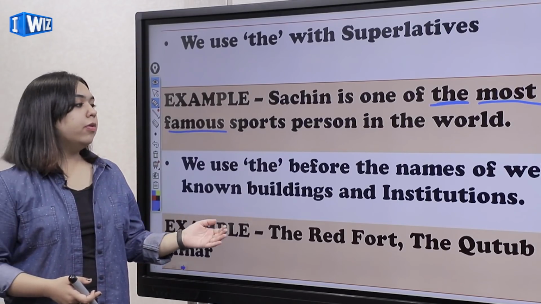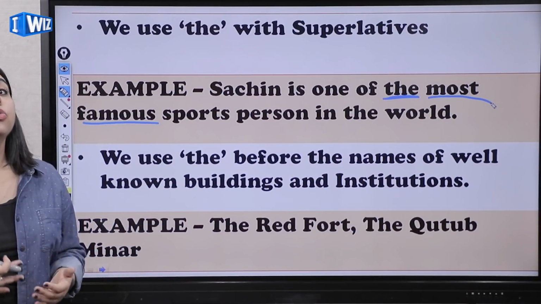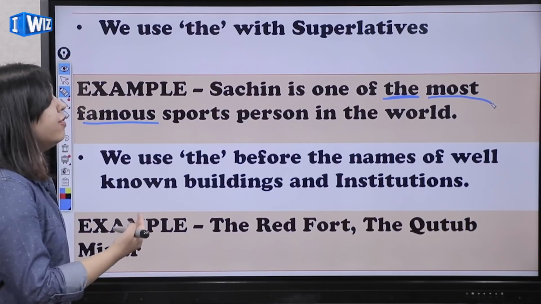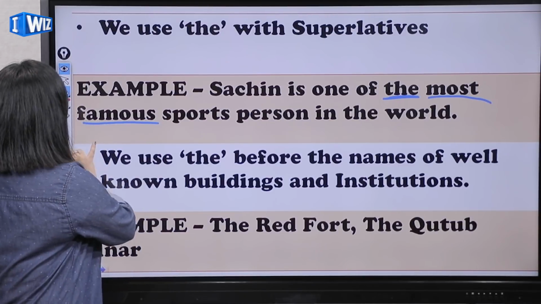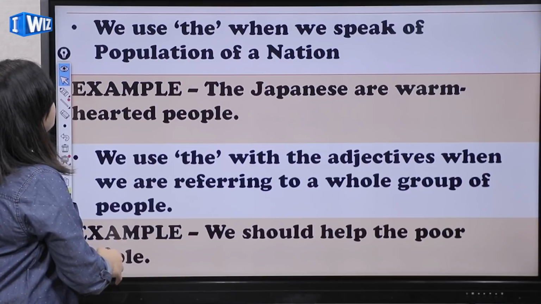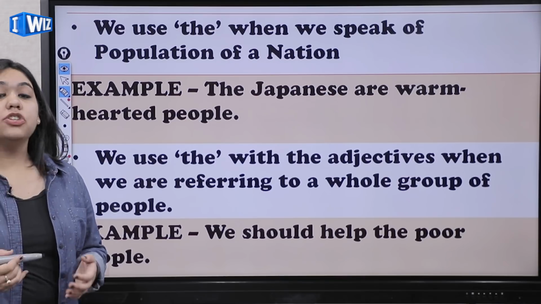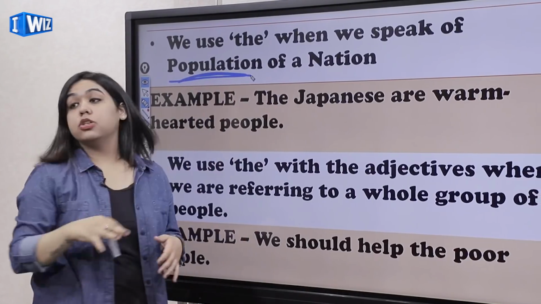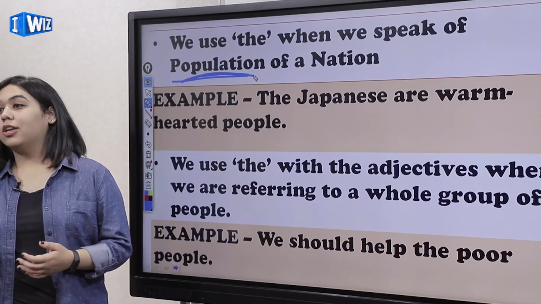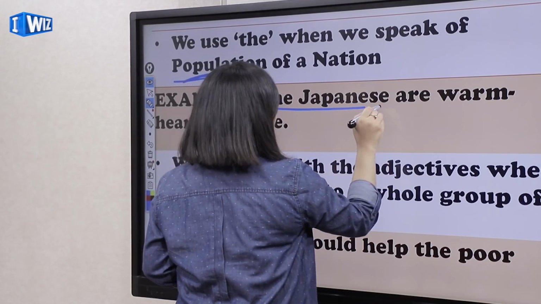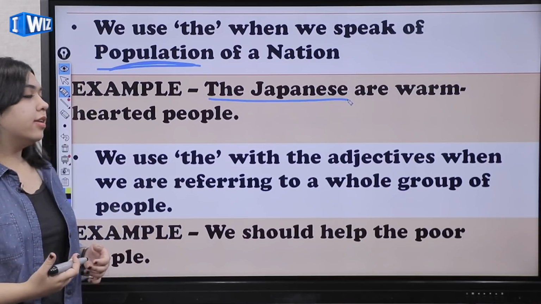Okay, we use the before the names of well-known buildings. Yes, well-known buildings and institutions, we are going to use the article the. Now, the Red Fort, the Qutub Minar, the India Gate. Okay, so well-known buildings, we are going to use it. Okay, let's move on. We use the when we speak of what? Population of a nation. Keep it in mind that we are talking about the population as a whole. For example, if I say that the Japanese are warm-hearted people, I am talking about the Japanese. Now, the people living in Japan are called Japanese. So, the Japanese are warm-hearted people.